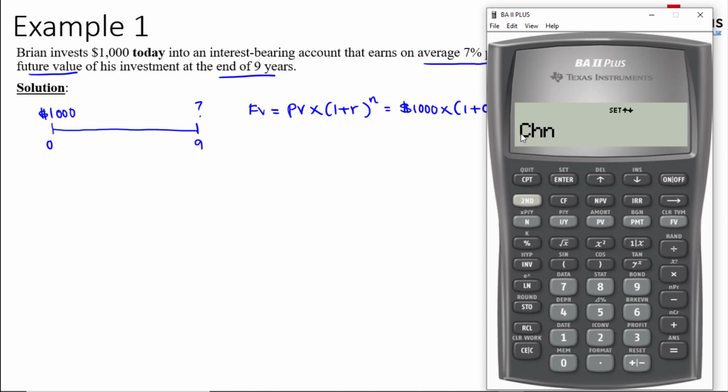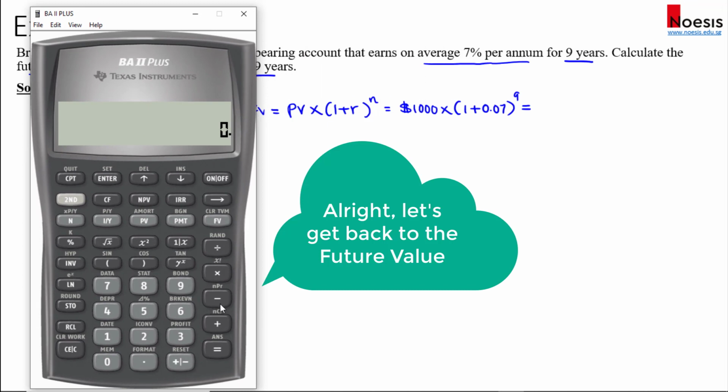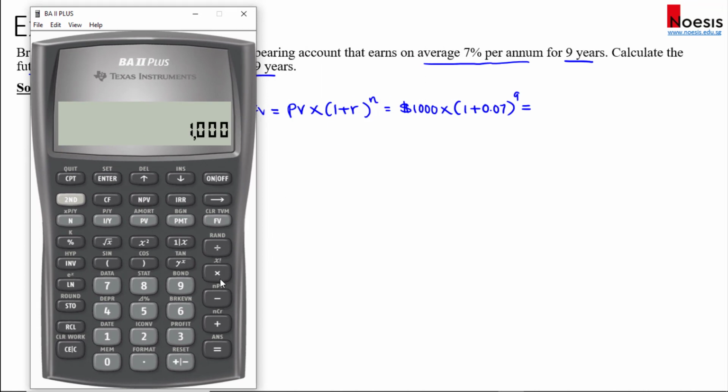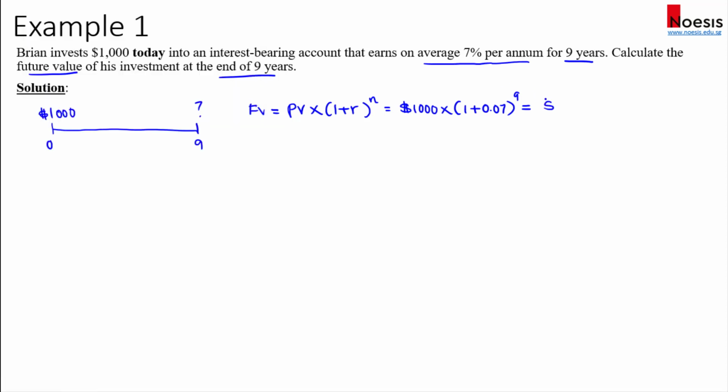Now scroll up, make sure you're using AOS instead of CHN, because we tend to stick to the AOS, which is the algebraic operating system. So press second enter to change the mode. Make sure it's AOS, then you press CE/C to get out. In this case we'll compute this. I'll enter 1000 multiplied by 1.07 to the power of 9. That equals $1,838. So that's using the calculator manually.